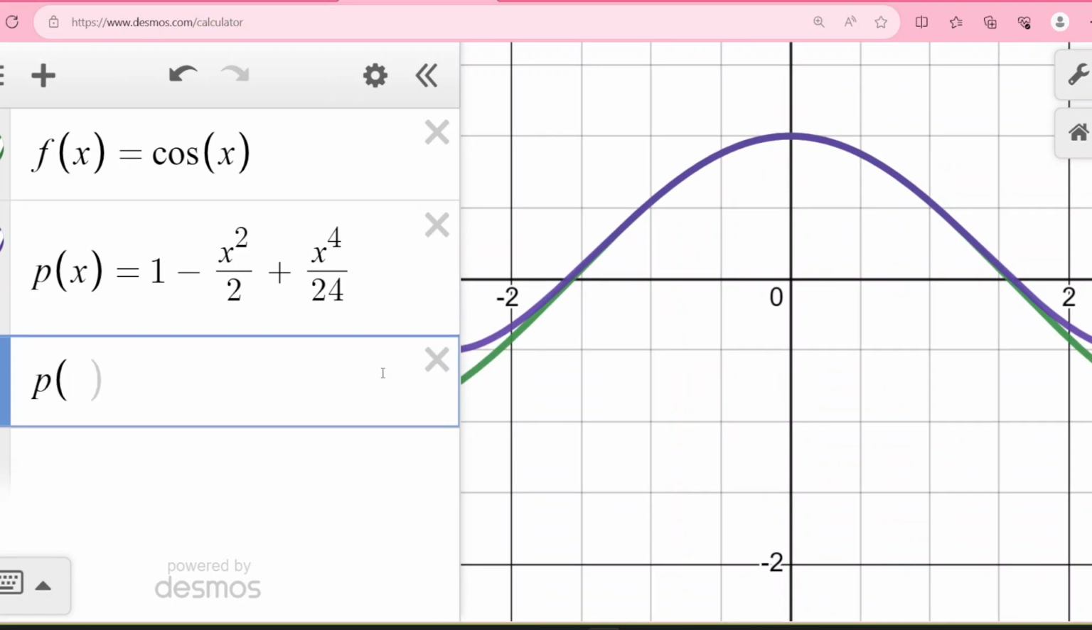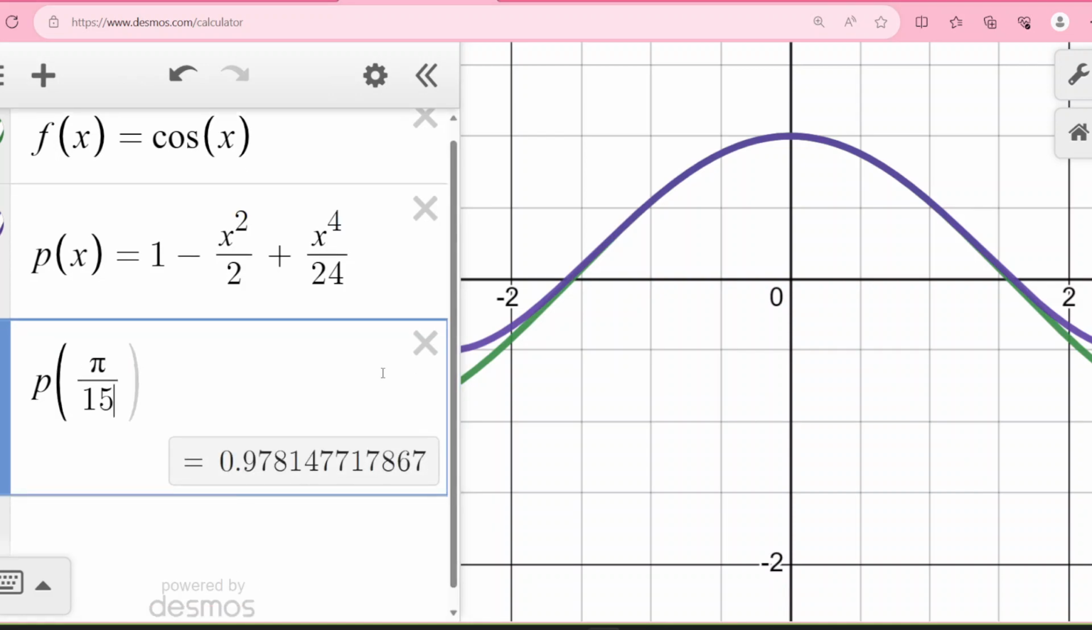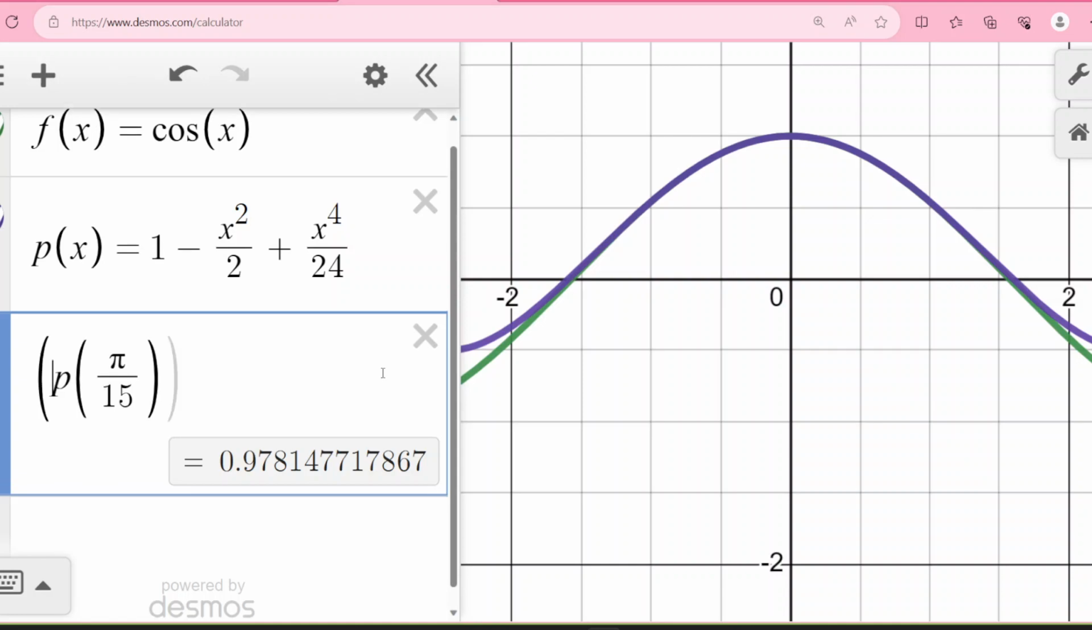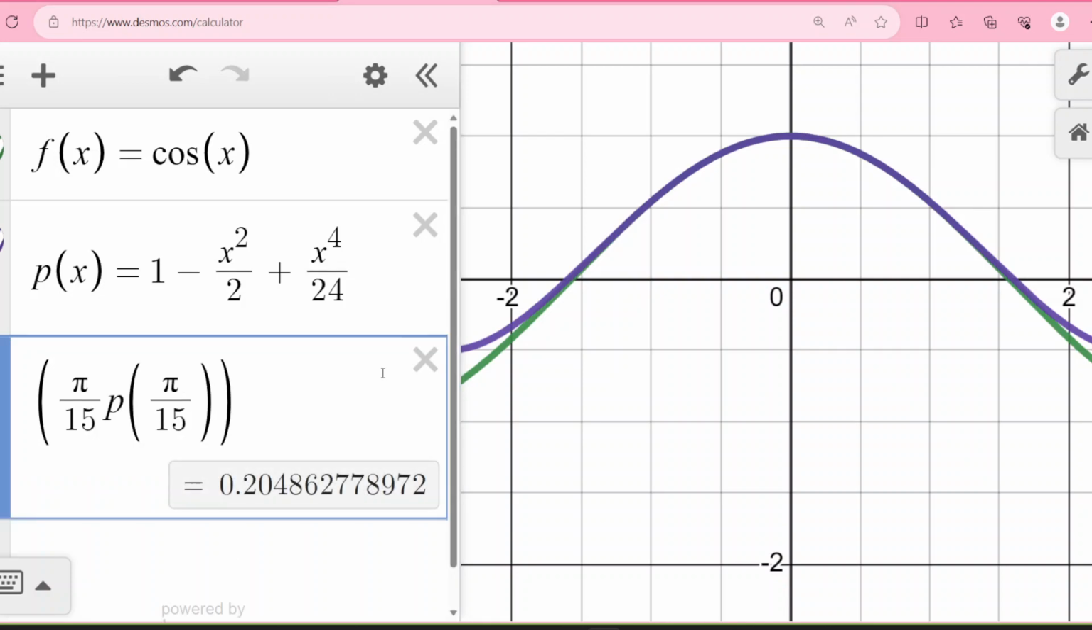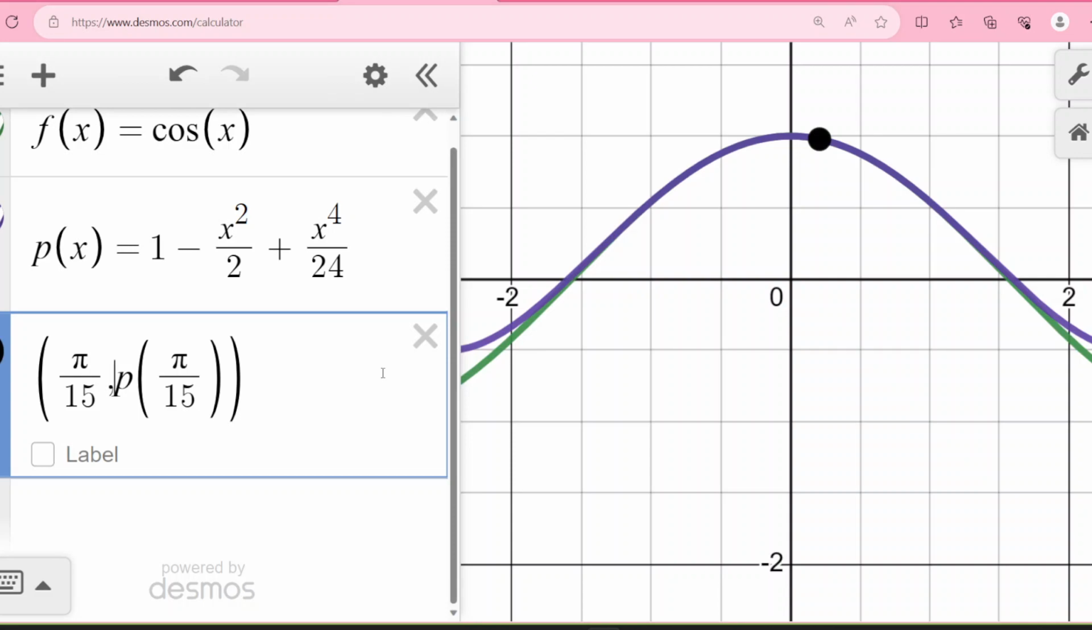Now, if I plug in p of pi over 15 to the polynomial, let me plot that point. Let me put the point pi over 15, comma, p of pi over 15. Maybe I have to get the comma out of the denominator there. Comma, there, now I have the point. Let's label that: there's pi over 15.